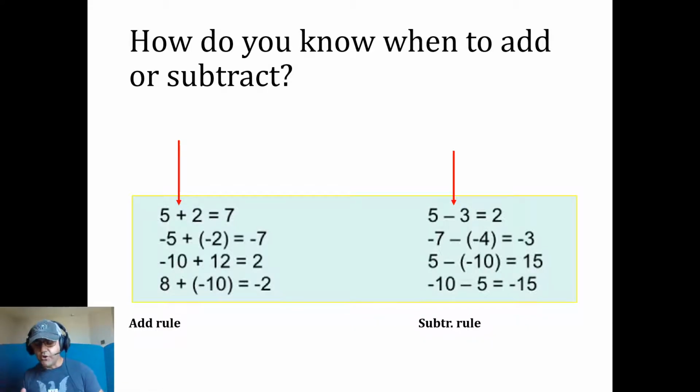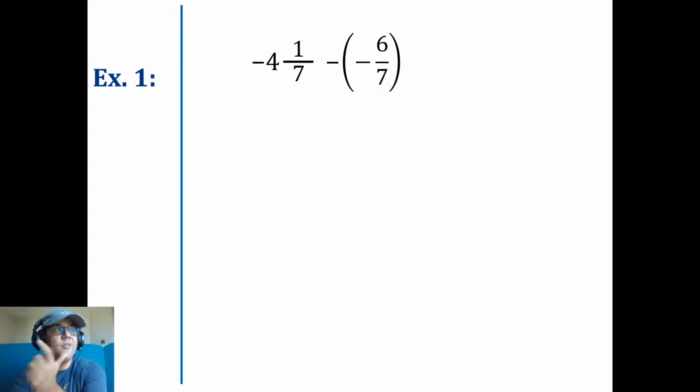So the majority of our problems today, again, are going to be dealing with those subtraction signs, but we will be doing adding the opposite to make it just a little bit easier for us. Once you've done adding the opposite, then it really just becomes an addition problem here. So if you notice, it says subtract negative 6 over 7. So you got your mixed number, subtract negative 6 over 7.